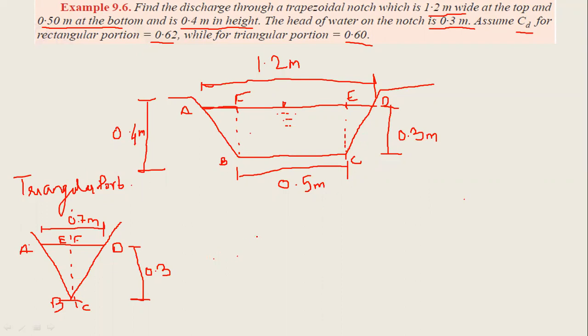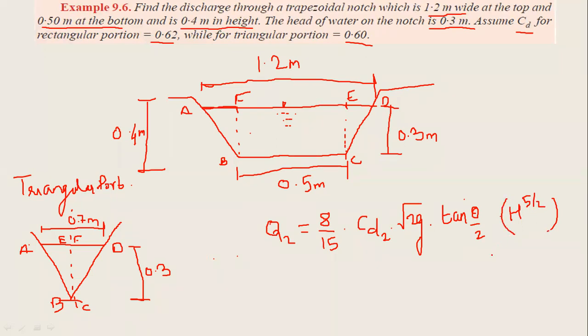Now for the triangular portion I have to use this formula: discharge over a triangular portion is 8/15 CD2 into square root of 2g into tan theta by 2 into H raised to 5 by 2. Here we have capital H as 0.3 meter, CD2, the coefficient of discharge for the triangular portion, is 0.6, and g we know is 9.81. We don't have the value of theta by 2, or of theta.